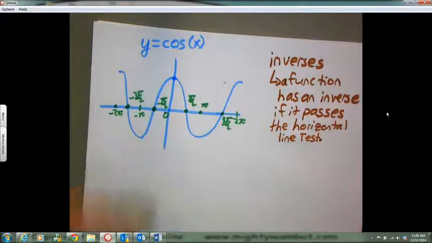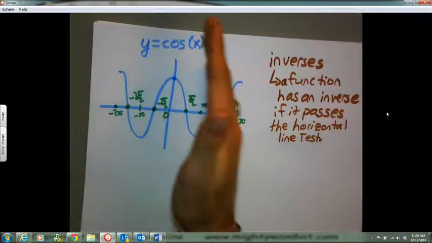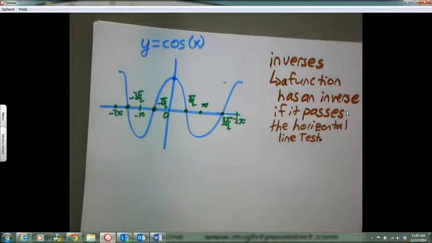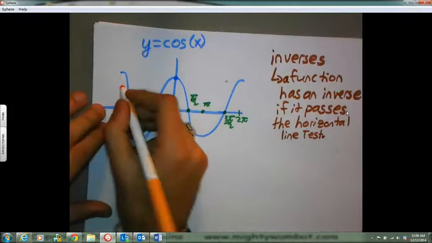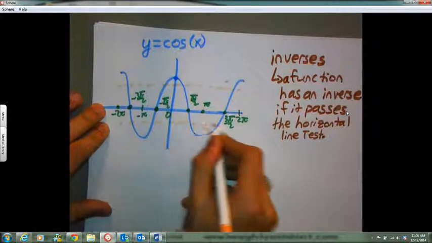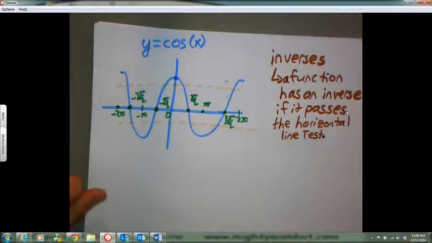So we said a function only has an inverse if it passes the horizontal line test. And just some background again on why that happens is because we want functions to pass a vertical line test, so only if they pass a horizontal line test will their inverse actually be a function. Now we have a slight problem with cosine. If I draw these horizontal lines, I do not pass the test because I touch the graph in more than one spot. We have a slight problem here.